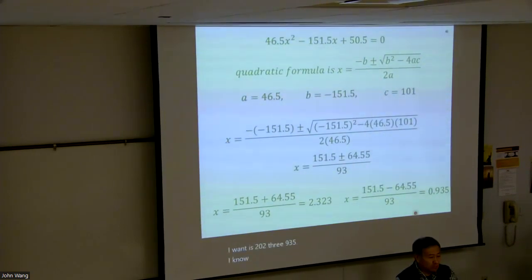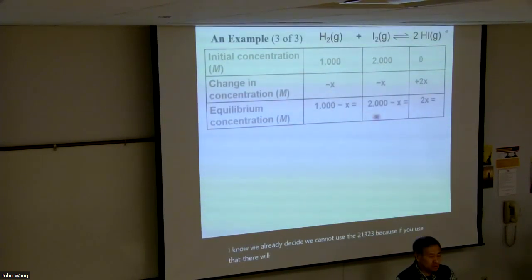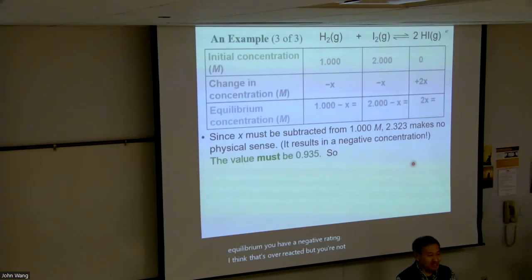And we already decided we cannot use the 2.3 because it gives a negative value, which means at equilibrium we would have a negative amount, and we cannot have that. So I'm going to use 0.935. And then how do you use that? Once you solve for x, x is your answer. But sometimes the answer is not what the question asked for, so check what the question asks.